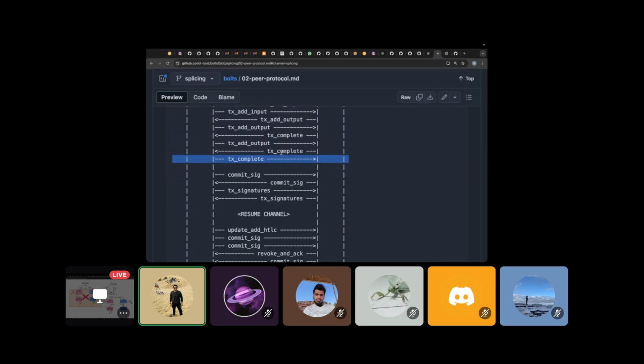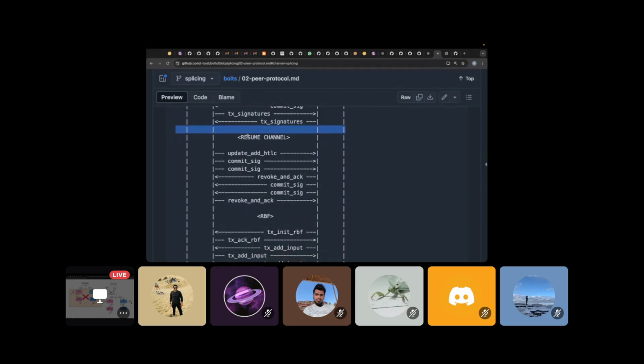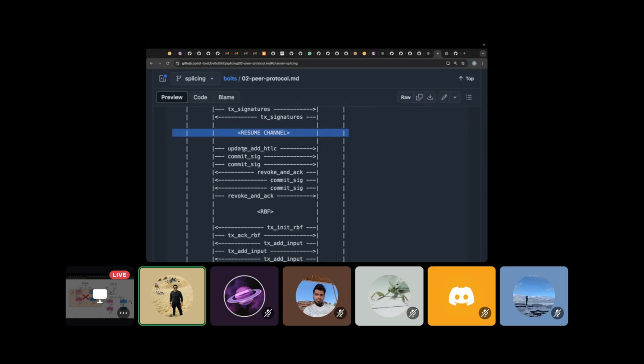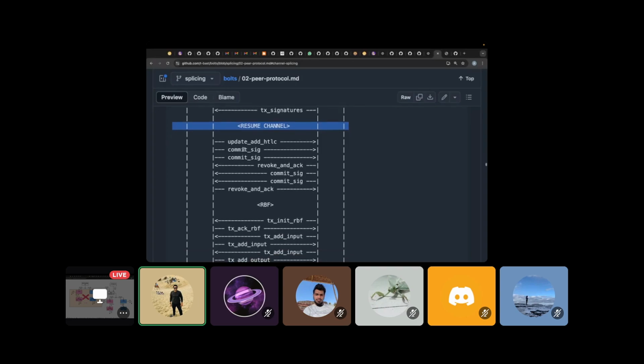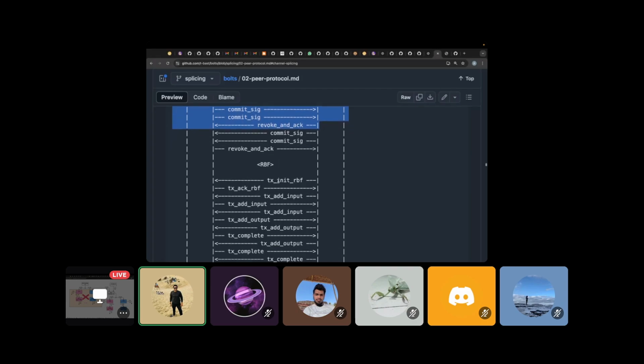Now both of them have exchanged the transaction complete message. Now they will exchange the signatures, as you can see, the commit signature, and then they exchange the signature. At this point, the transaction has been built, and now it could be sent to broadcast. Then the channel is resumed. You can do all the normal channel operations like adding HTLCs. So this particular flow is how payment is done on the Lightning Network. Adds an HTLC, and this particular node then revokes an old state.